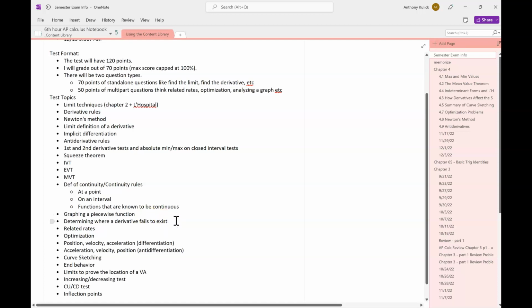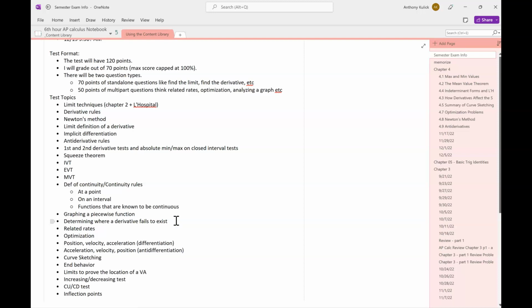You should be able to determine where a derivative fails to exist. Where do they fail to exist? Where the left-hand limit does not equal the right-hand limit. Yep. So like a corner is an example of that.